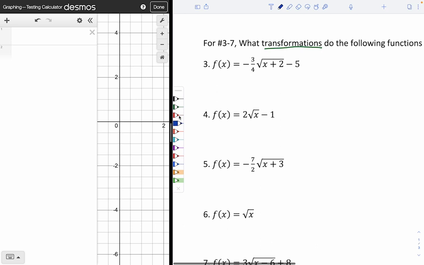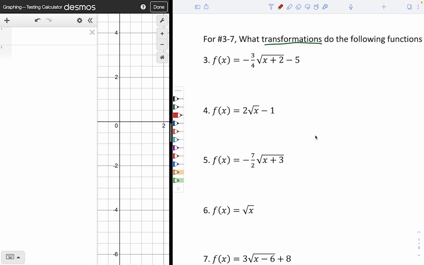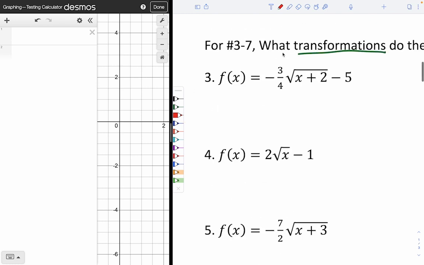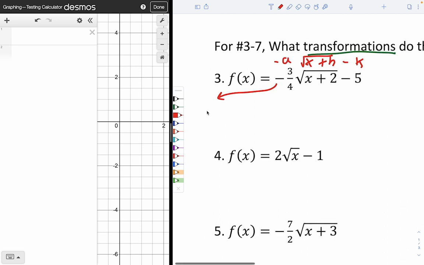So number 3. We have our a value is negative 3/4. We have an x plus h inside, and then we have a minus k outside. So we have a negative a value, we have an x plus h, and then a minus k in this case. Let's go through. First off, a negative a value causes what transformation?